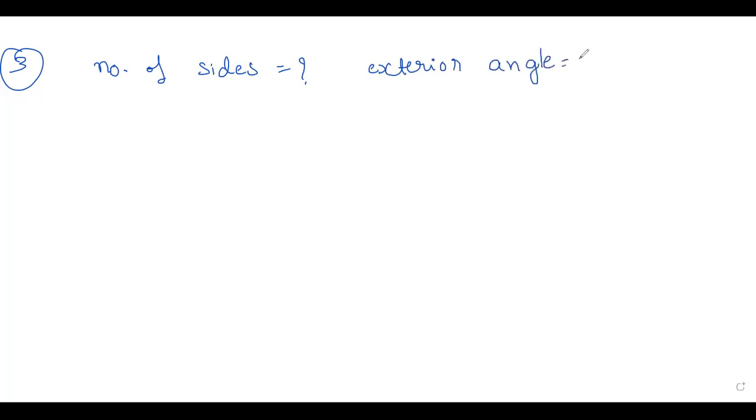Next one. How many sides does a regular polygon have if the measure of exterior angle is 24 degree? That is the third one. You have to find the number of sides. Number of sides is equal to question mark. If the measure of an exterior angle is 24 degree.